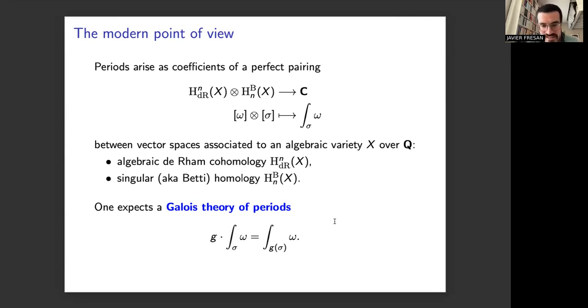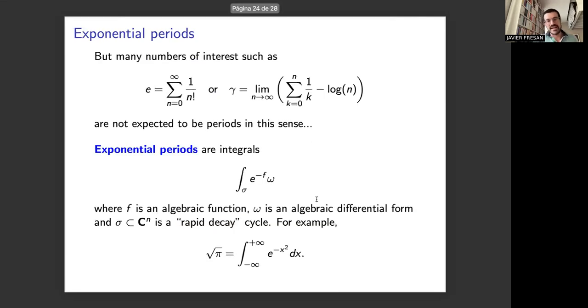Okay, so that's the very short summary about periods. Many numbers we like are periods, but some other numbers that we also like very much are not expected to be periods. So one of them is E, that we already had.